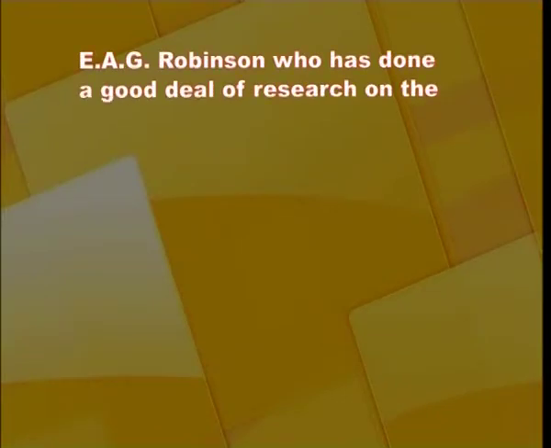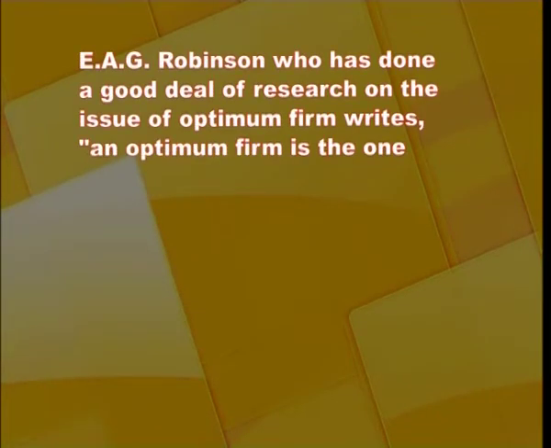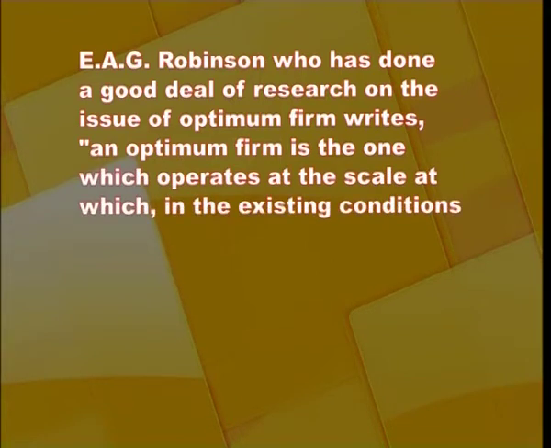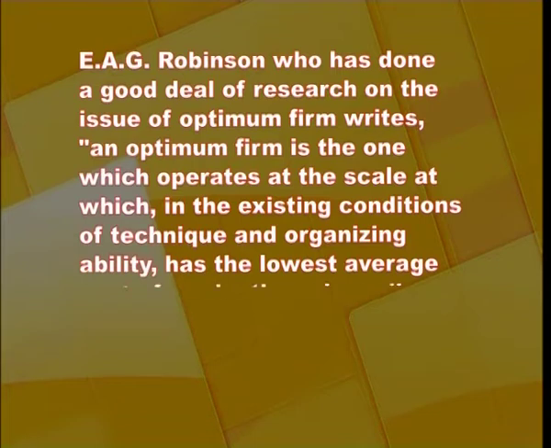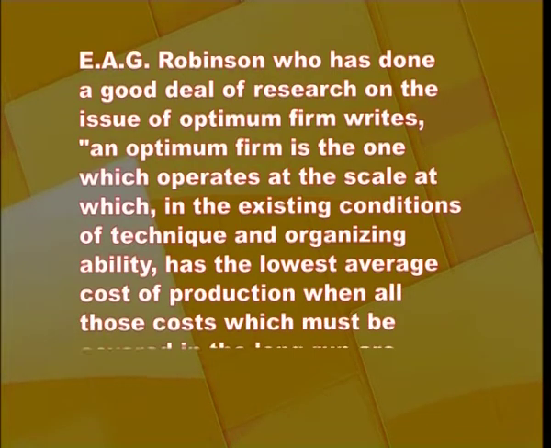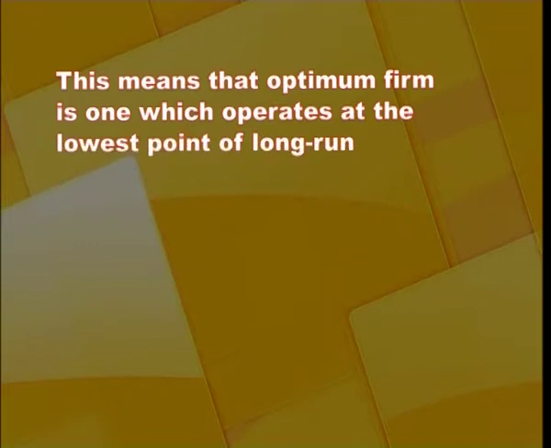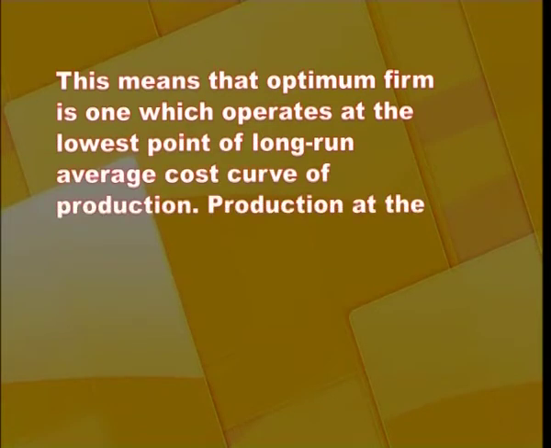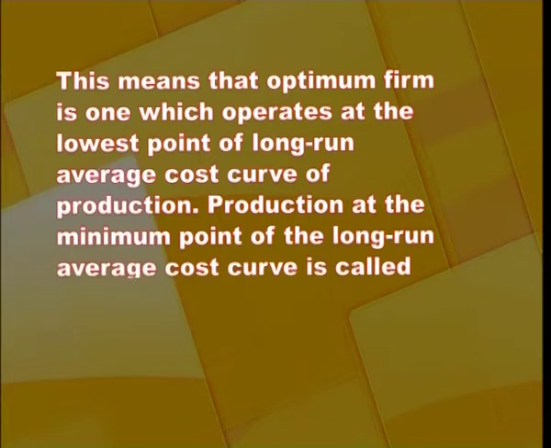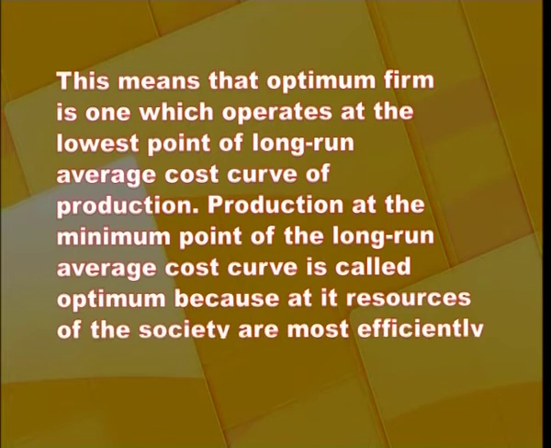E.A.G. Robinson, who has done a good deal of research on the issue of optimum firm, writes, "An optimum firm is the one which operates at the scale at which, in the existing conditions of technique and organizing ability, has the lowest average cost of production when all those costs which must be covered in the long run are included." This means that the optimum firm is one which operates at the lowest point of the long run average cost curve of production. Production at the minimum point of the long run average cost curve is called optimum because at it resources of the society are most efficiently used.